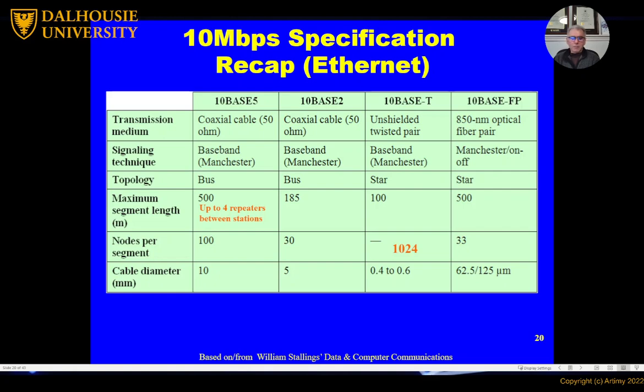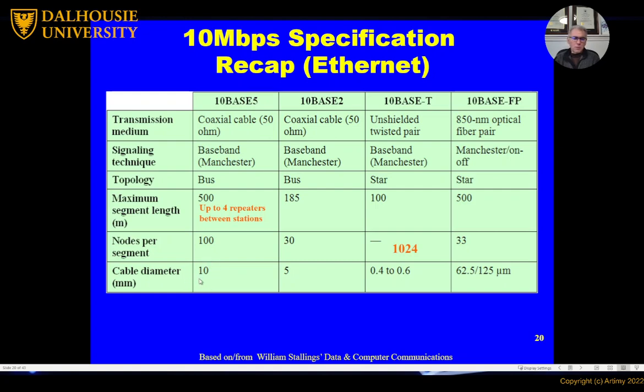Now, that doesn't mean we build a network that's 2 kilometers long, but we could run the cable around in a building, so it takes a long time going back and forth, especially if you are connecting everything in a bus, in a daisy chain. And you can connect up to 100 nodes to this bus. Signaling technique, you have seen this before, so that's a baseband, Manchester, and the cable diameter was 10 millimeters.